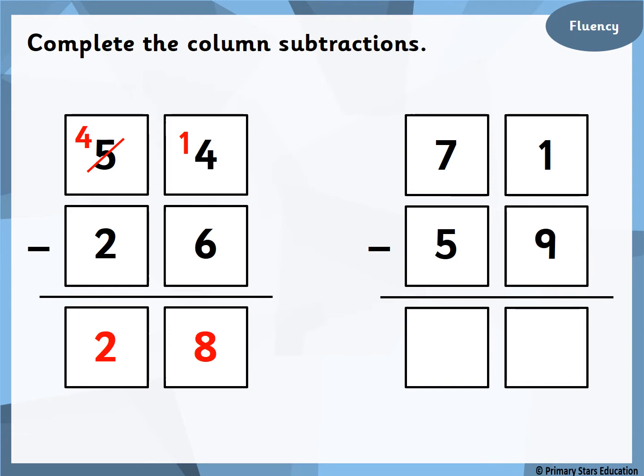Now pause the video and make your number 71. Remember to use your base 10 and exchange them to help you with the answers. So we've got 1 ones subtract 9 ones, which we can't do, so we need to take a 10 and put it into the ones column. So now we've got 11 ones subtract 9, which is 2, and 6 tens subtract 5 tens is 1, so the answer is 12.